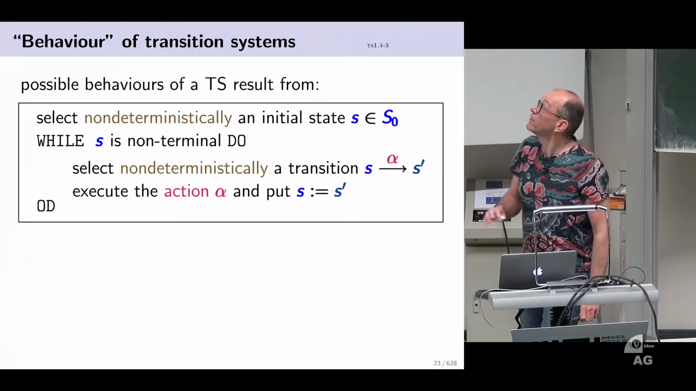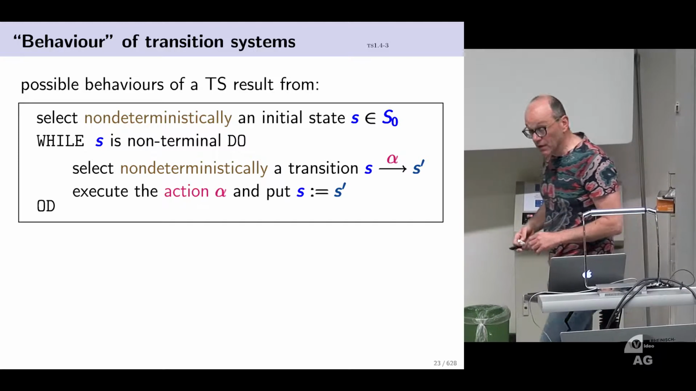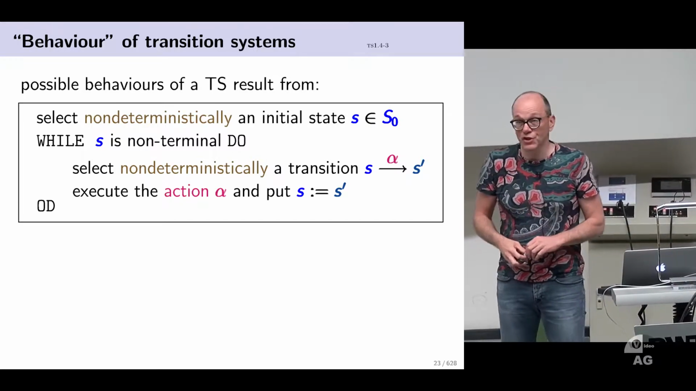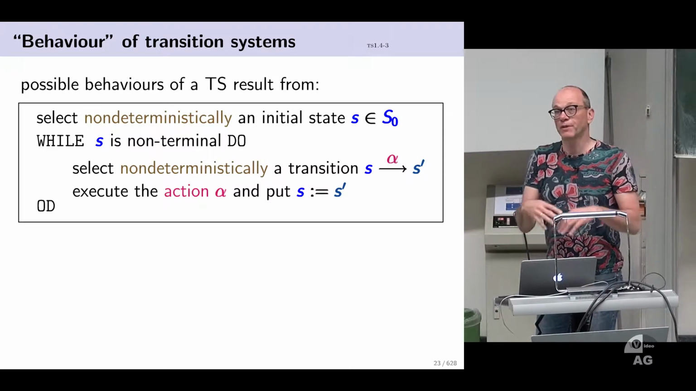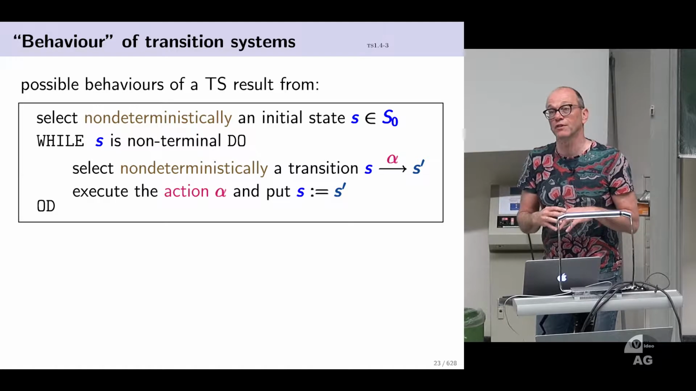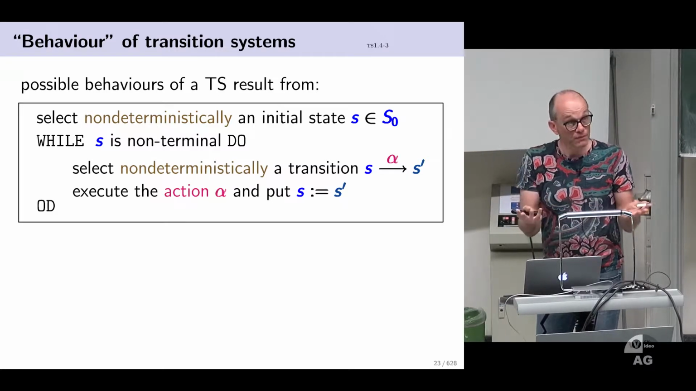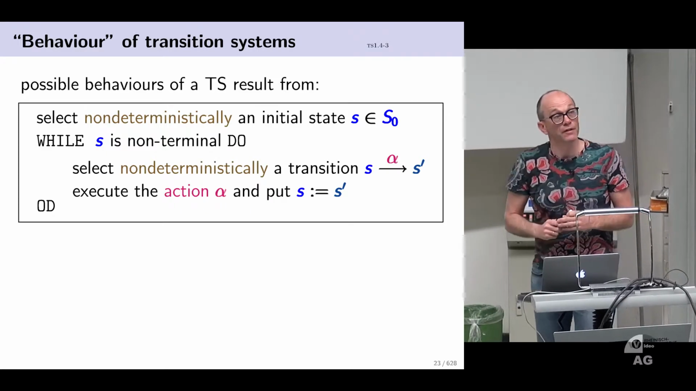So to make this more clear, I hope this is a kind of pseudocode that tells you what the possible behaviors of a transition system are. First we have to fix where we start. Typically we have one initial state, and it's clear you start in that initial state. Now suppose there are two, then where do we start? Well, you select this non-deterministically.